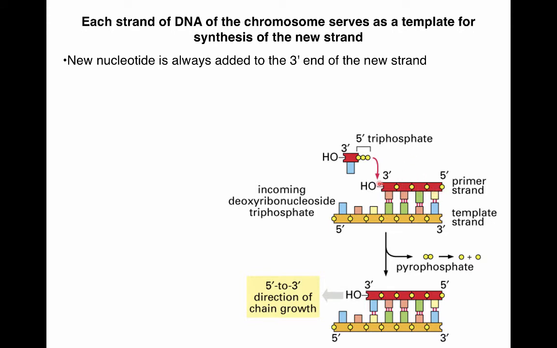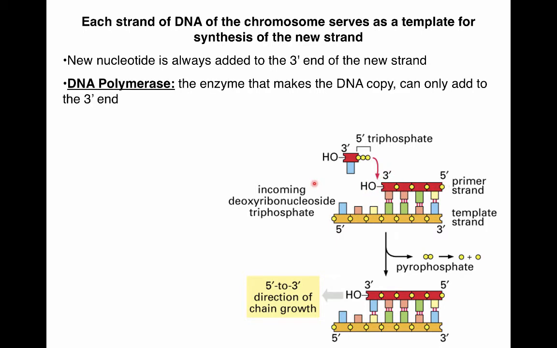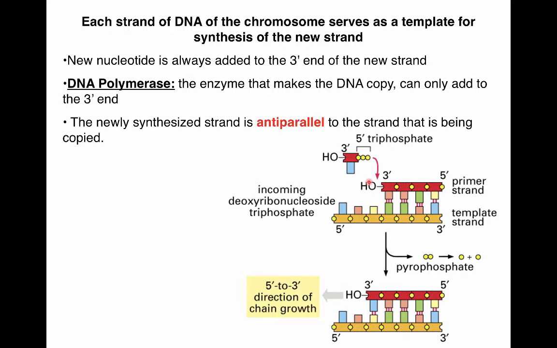So here we're synthesizing the new strand. The new nucleotide is always added to the 3' end, so we're going from 5' to 3'. The enzyme that does that is DNA polymerase, and that polymerase can only do this reaction. It can add a nucleotide. It cannot add a nucleotide to the 5' end. It needs this 3' hydroxyl.